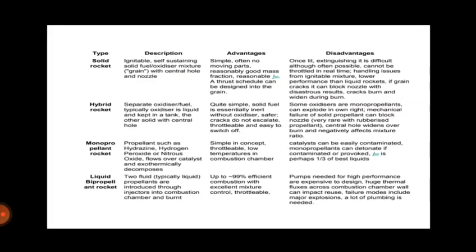Monopropellant rocket: propellant such as hydrogen peroxide or nitrous oxide flows over a catalyst and exothermically decomposes. Liquid bipropellant rocket: two fluid propellants are introduced through the injector into the combustion chamber and burn.